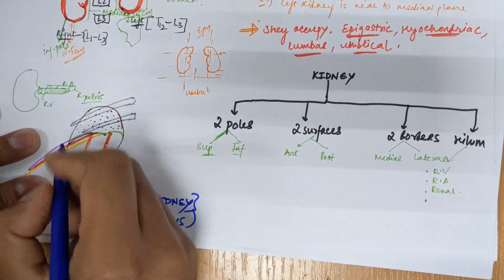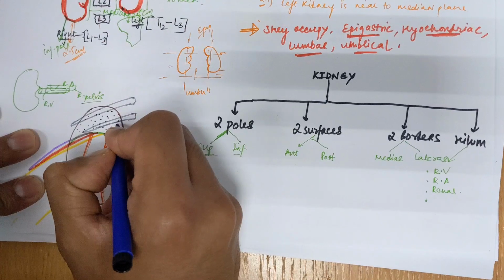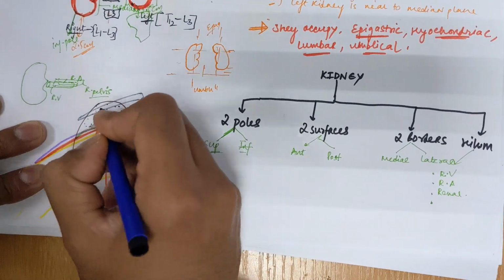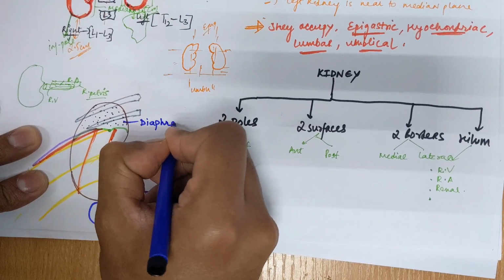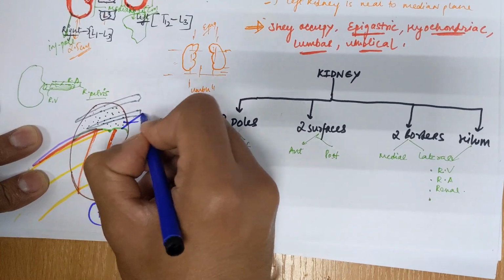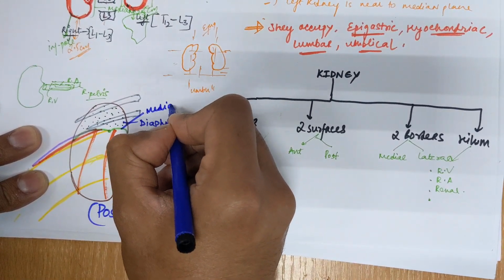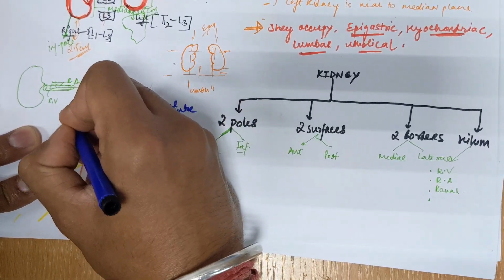Now first, this is your diaphragm. Diaphragm will be covering the upper part. So this part, this dotted, you can see this dotted in the white portion, this is your diaphragm. And on the diaphragm we have two ligaments. This is your medial arcuate ligament, and this is your lateral arcuate ligament.